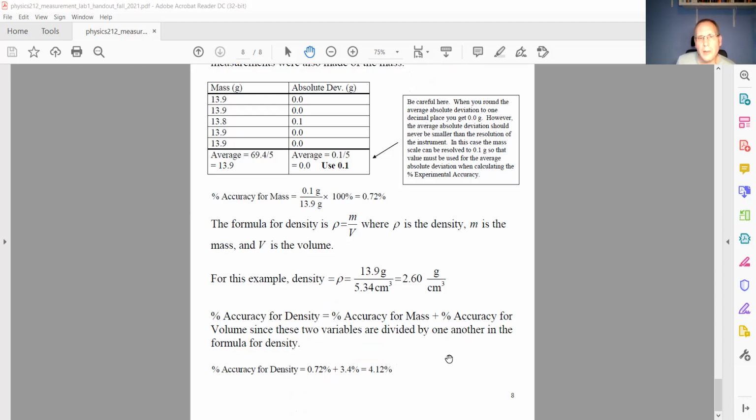Okay. Then the other thing we could do is we could compare this value to a gold standard. Let's say we had a gold standard of 2.7, then you'd have to compute the percent experimental error, right? Comparing your value to the gold standard.